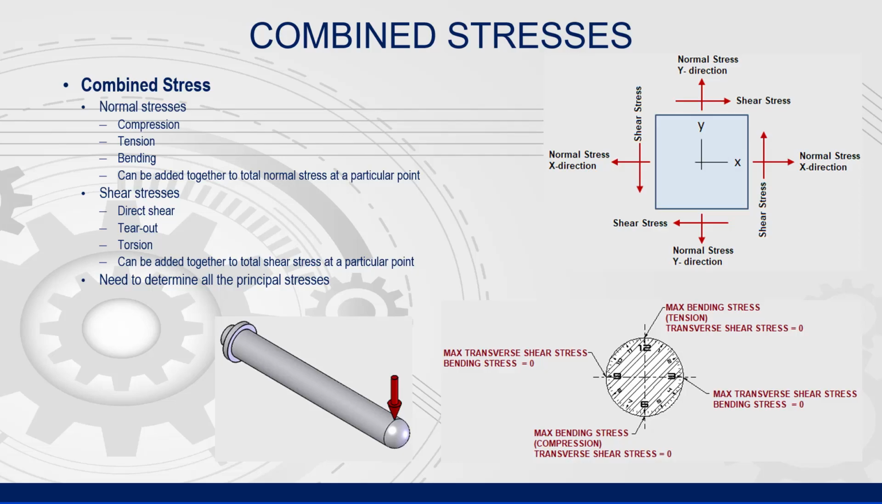If torsional shear were present, it would be the same at each location of interest. Generally, the torsional shear stress and the transverse shear stress can be added together at locations where both are present.